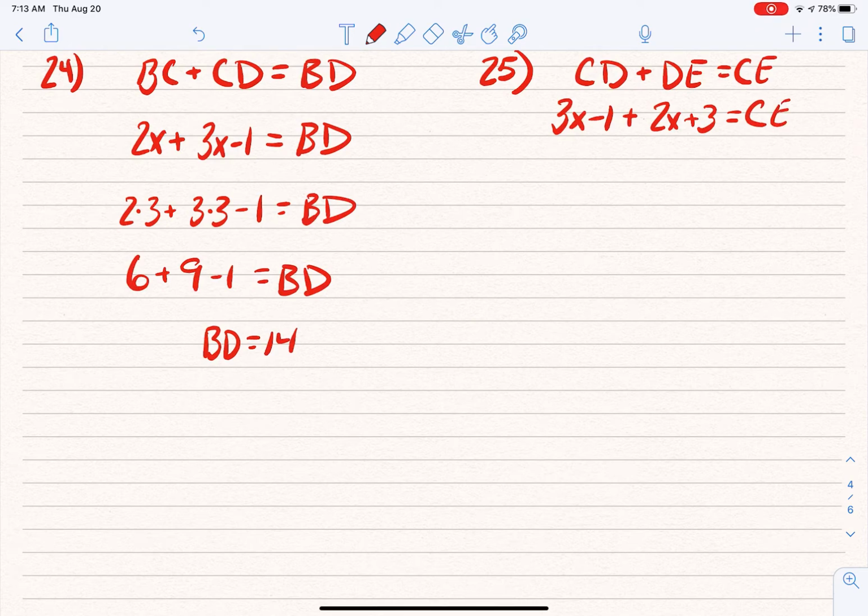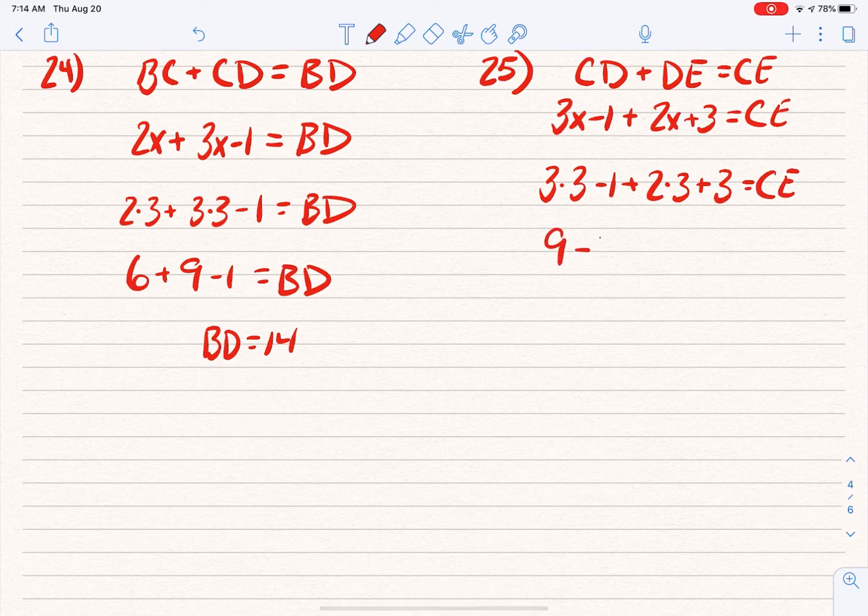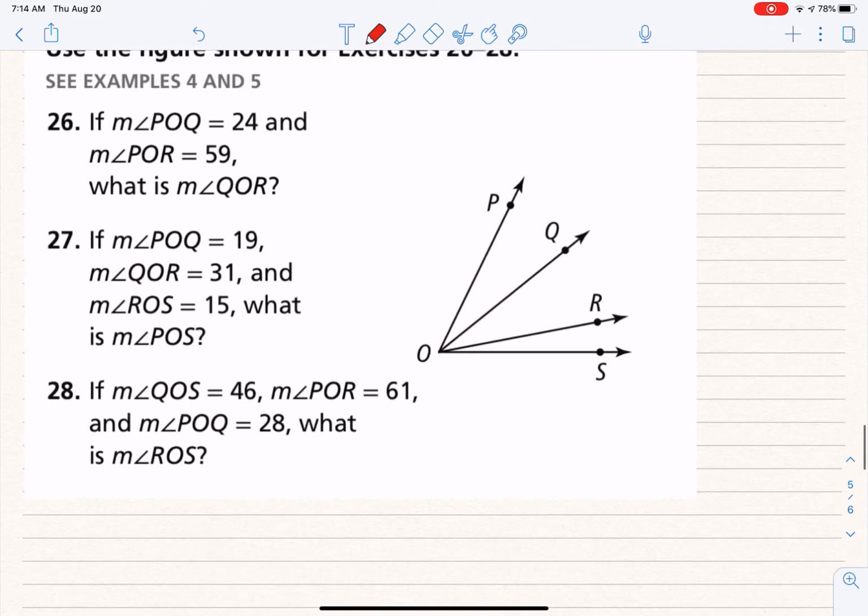Okay, I substitute in my x value. I know my x value is 3. So I get 3 times 3 minus 1 plus 2 times 3 plus 3 equals CE. Well, 3 times 3 is 9 minus 1 plus 2 times 3 is 6 plus 3 equals CE. 9 minus 1 is 8 plus 6 more is 14 plus 3 more is 17. The length of CE is 17. All right, let's move on to number 26.